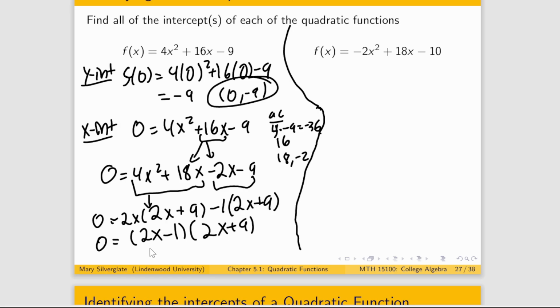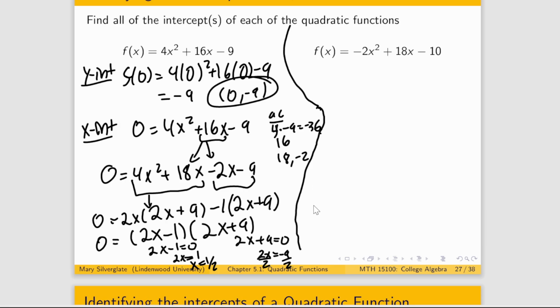Now I want to set my two mini equations. Either 2x minus 1 is 0. So add 1 to both sides. 2x is equal to 1, so x could be a half. Or for my other mini equation, subtract 9 from both sides. 2x is equal to -9. Then divide by 2, then divide by 2, so x could be -9 halves.